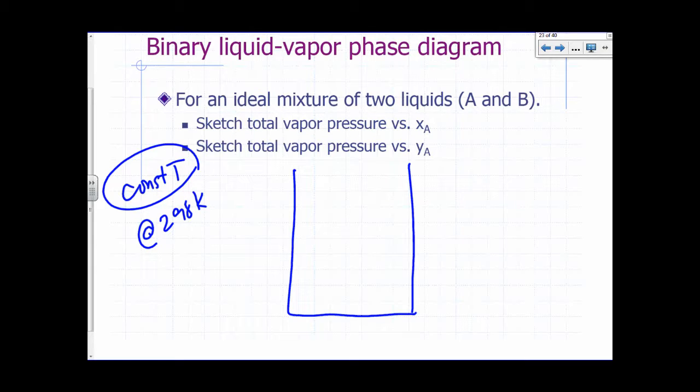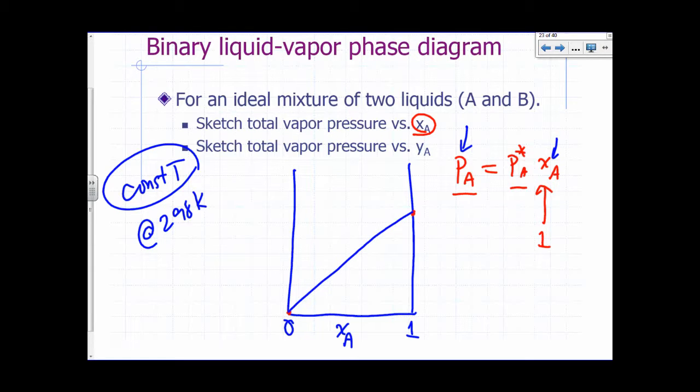To create this phase diagram, we plot with the mole fraction shown on the x-axis, going from x sub A equals 0 to x sub A equals 1. Now let's see how we can construct this. What would be the total vapor pressure versus x sub A? Partial pressure of A in the vapor is P star A times mole fraction of A. If mole fraction of A is 0, partial pressure of A is 0. If mole fraction of A is 1, then your partial pressure of A is just its pure value. So if you plot P sub A versus x sub A, you get a straight line with a slope equal to P star A.